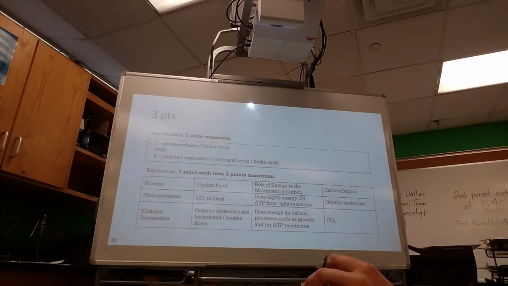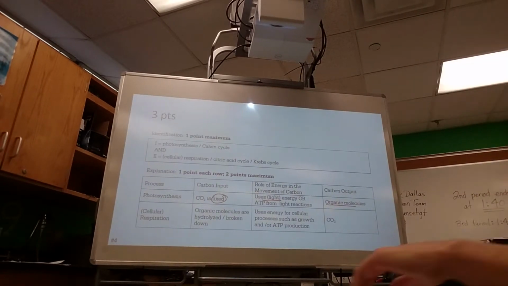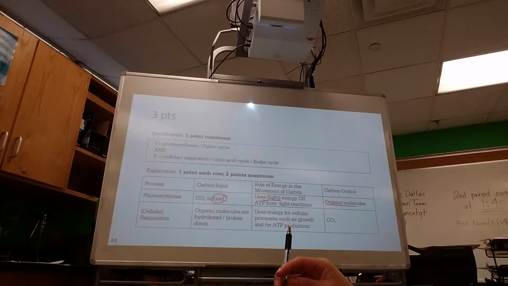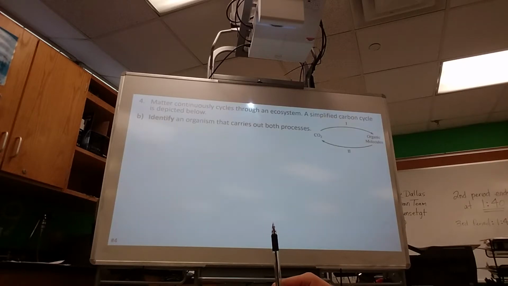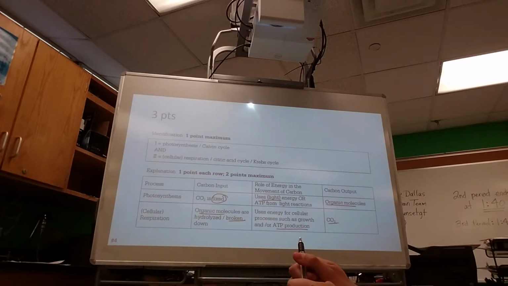Oh, so we get 3 points for this? So 3 points for this: 1 point for identifying both things, and another point for talking about what it does with carbon. So photosynthesis fixes carbon dioxide and uses light energy to make organic molecules. Cell respiration breaks down organic molecules, and that makes ATP and CO2. So why do we get 1 point for identifying 2 things? Probably because these are the 6-minute questions that are only worth 3 or 4 points. And since there's a part B, they wanted to make sure there were enough points to go around.